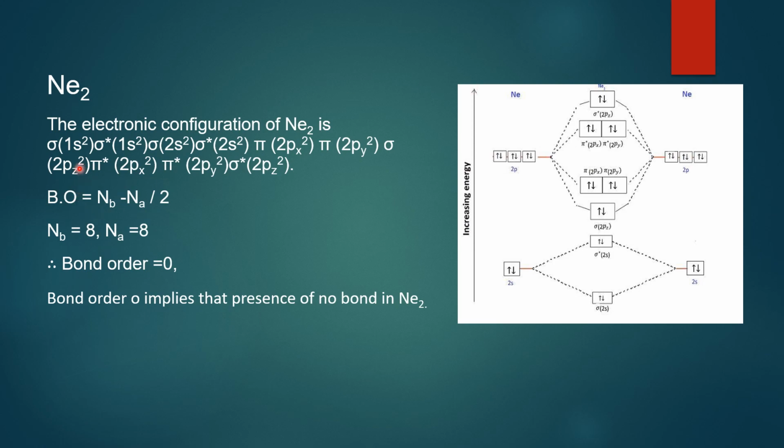Bond order: the number of electrons in bonding orbitals is 8, and the number of electrons in anti-bonding orbitals is 8. So 8 minus 8, divided by 2, the answer is 0. The bond order for the Ne2 molecule is 0, which implies the absence of a bond between the two neon atoms in the Ne2 molecule. That is about the MO diagram of the Ne2 molecule.